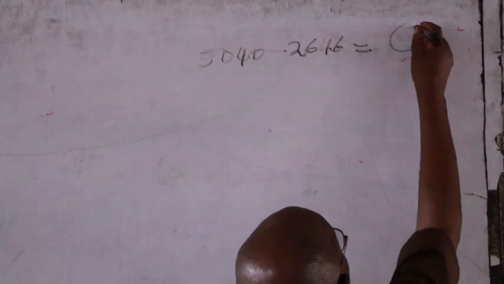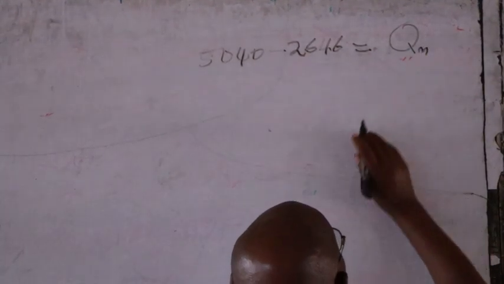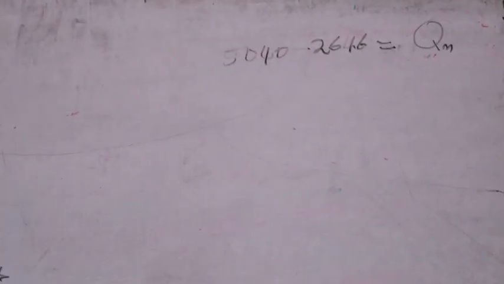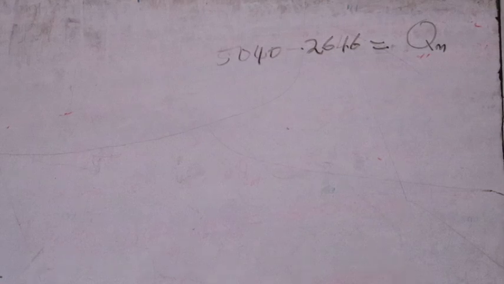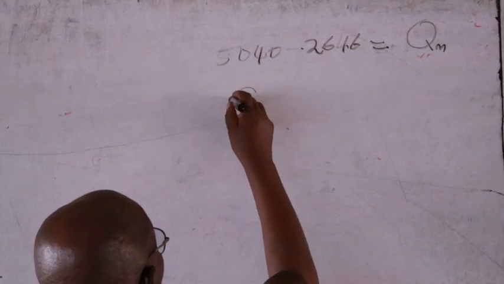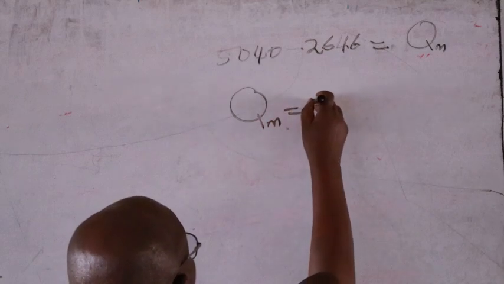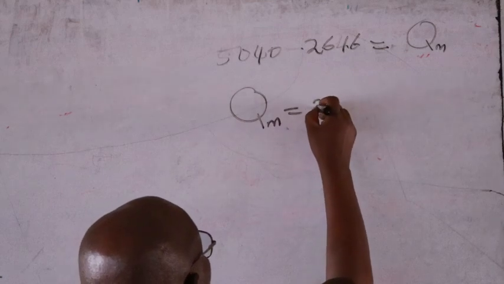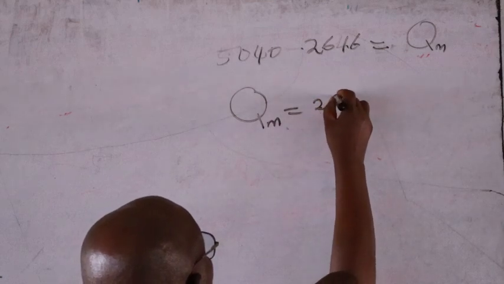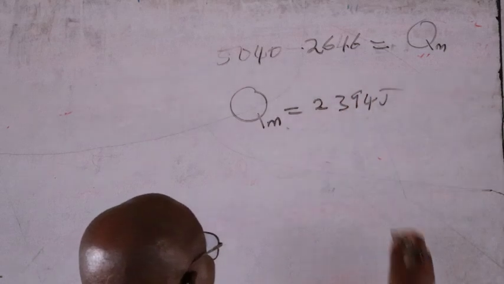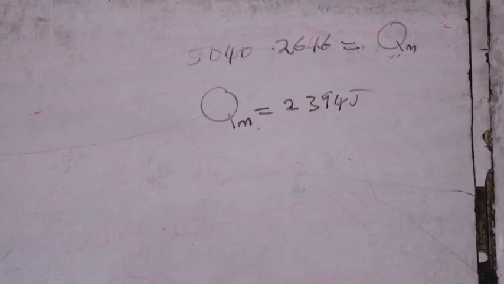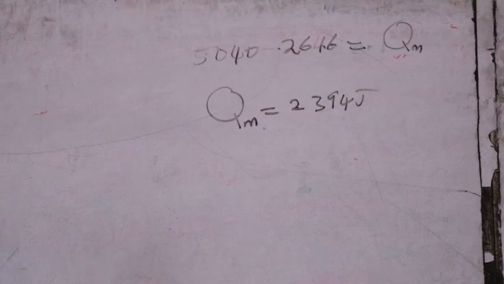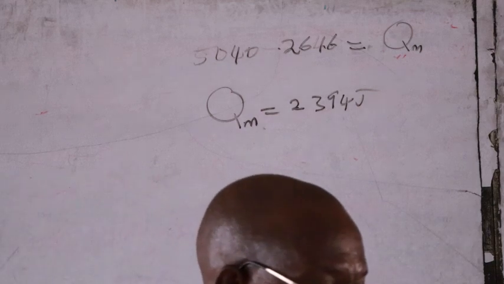Quantity of heat lost to the metal will be given by that. And what is that? The difference between the two of them is 2394 joules. That's the part.